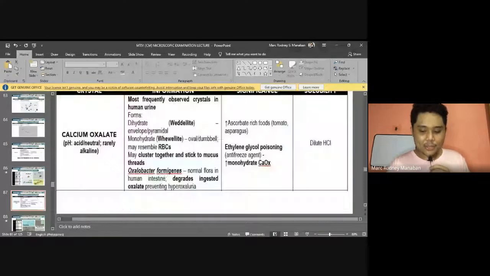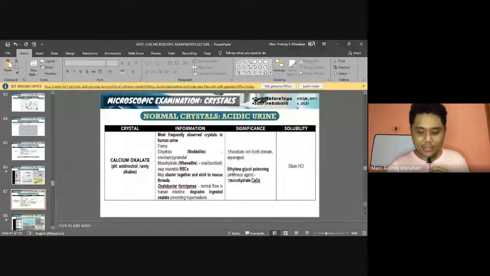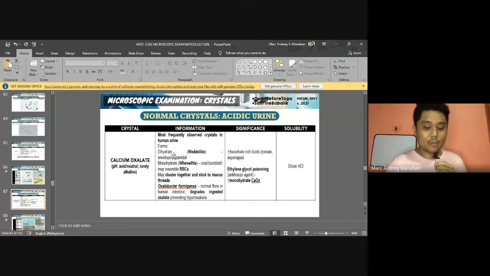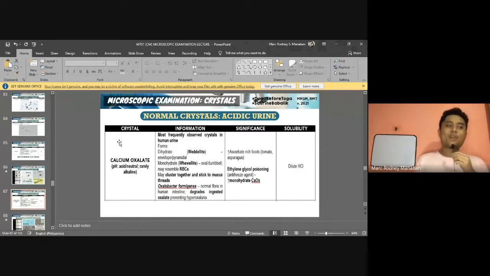Next, we have, of course, CaOx, calcium oxalate. It's considered to be the most frequently observed crystal in human urine. That's from Brunzel. Because, as you can see, aside from being seen in acidic urine, it can also be seen in neutral, and oftentimes in alkaline. So that's why it's considered the most frequently observed. It can be seen in different pH: acidic or neutral, and at times alkaline, alright?